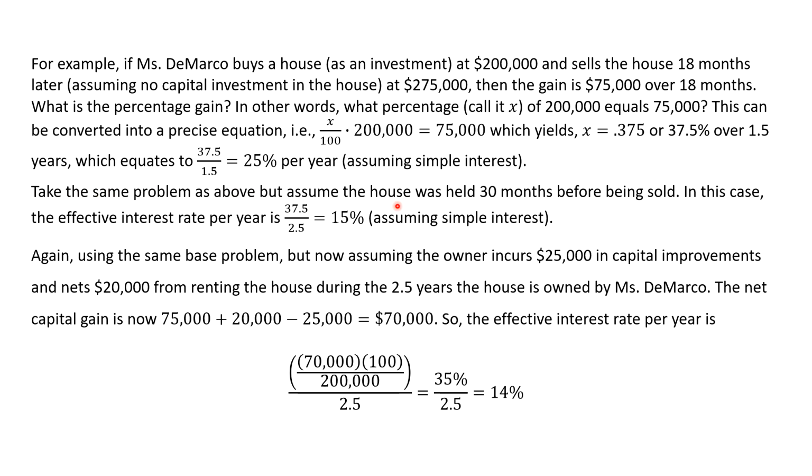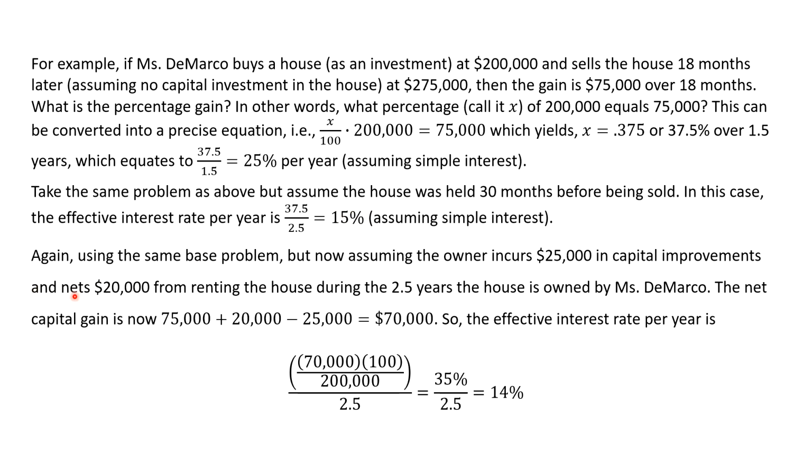Then we can do a slight variation. Let's say she held the house for 30 months and she sold it again for the same amount. Then it would just be the 37.5, but we would divide by 2.5 years, and we would get 15% on an annual basis.